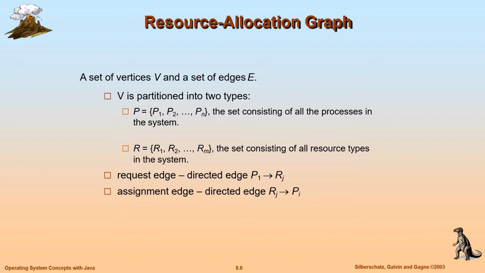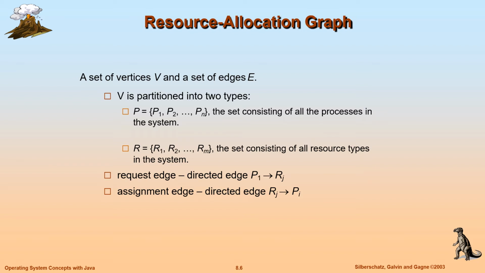Let us see the resource allocation graph. For given resources, there are many processes competing to get access. Now let us see this graph, the resource allocation graph, showing how resources are allocated to the requesting processes. We will show it in a pictorial representation.